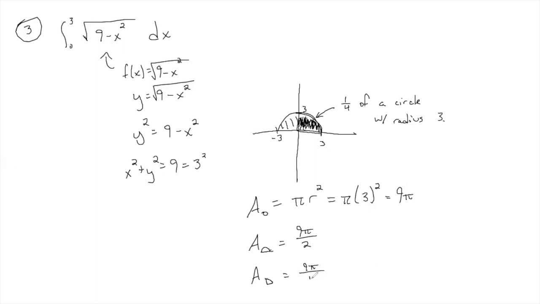Just adjust according to whatever your bounds tell you to do, right? Just divide by the proper fraction, or by the proper number. Okay, so it looks like the integral from 0 to 3 of the square root of 9 minus x squared dx is equal to the area of the quarter circle, which is equal to 9 pi over 4. And we're done.